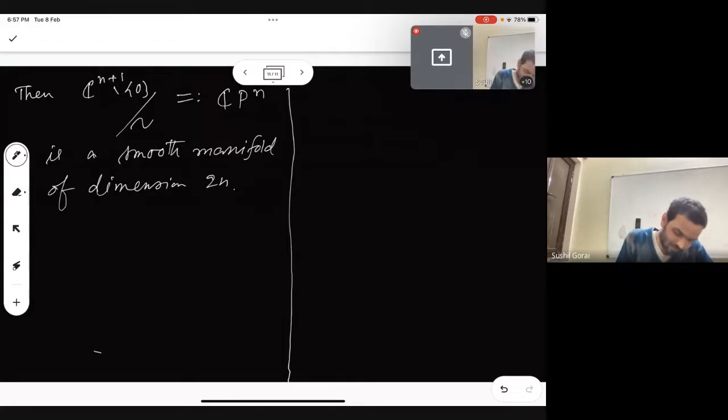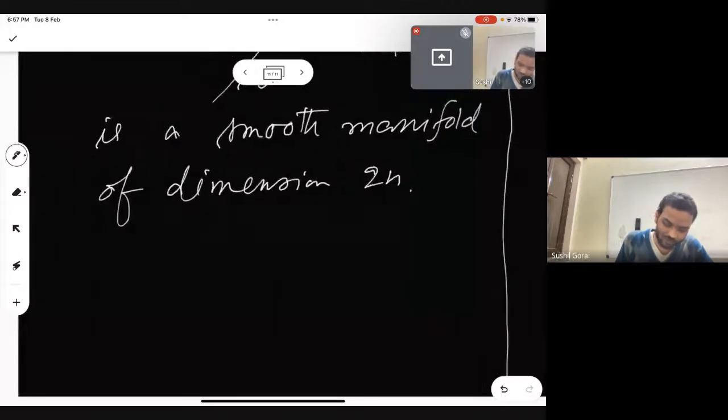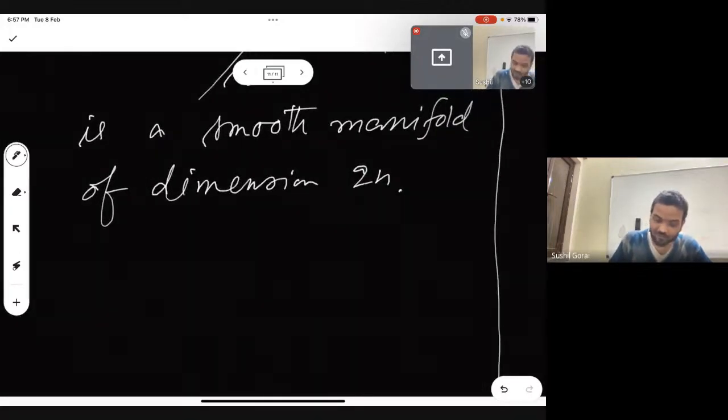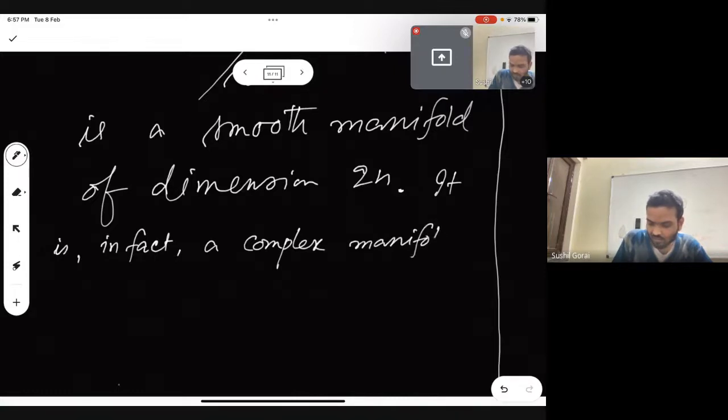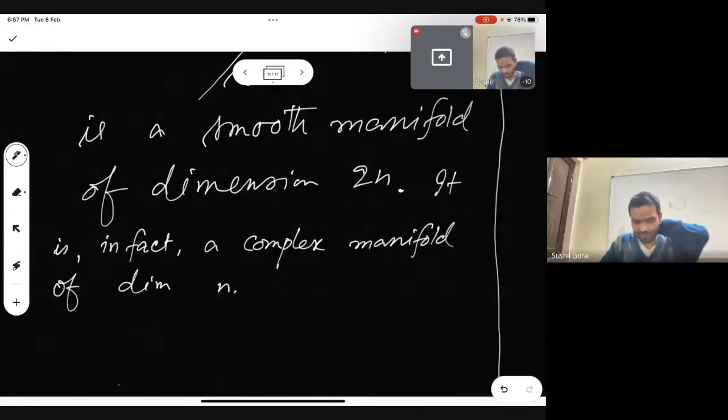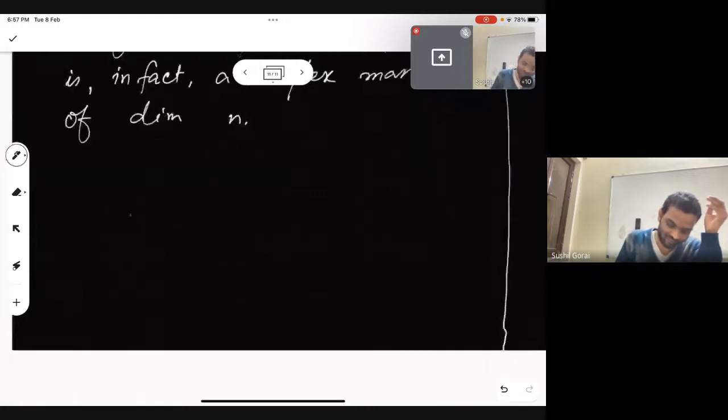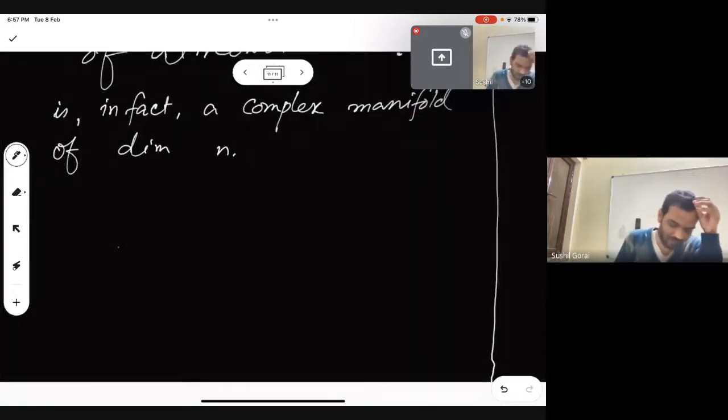Well, the next comment is for those who are interested in a complex analysis course also. It is in fact a complex manifold of dimension n, so complex dimension n. But I'm not going to go into the explanation of this line because that's not for everybody. Those who are interested can come to my office and ask.